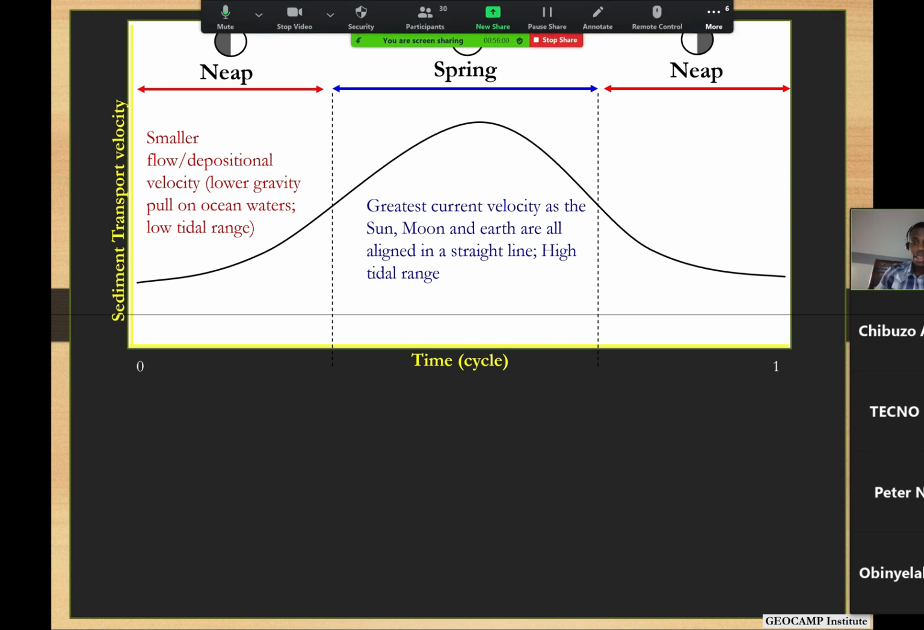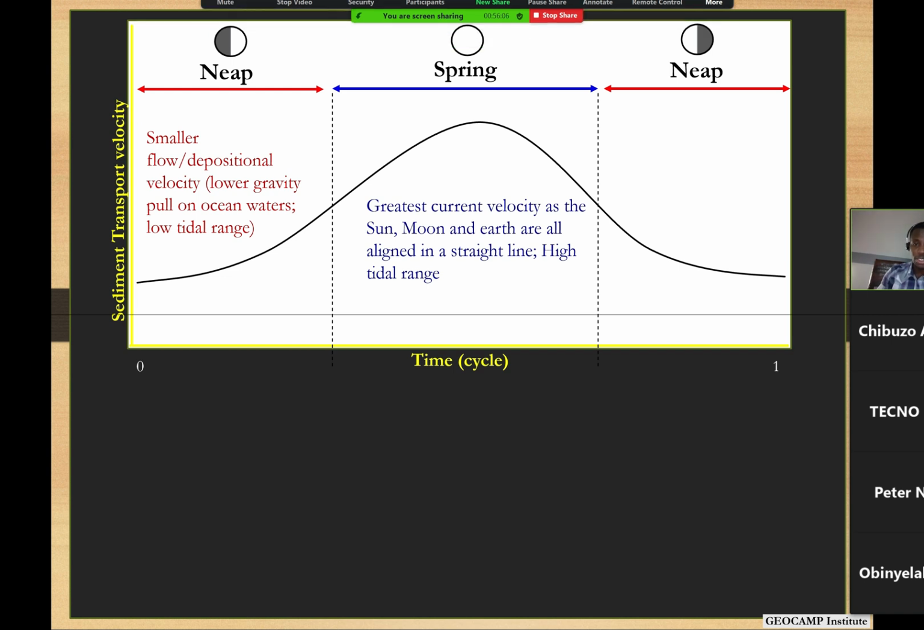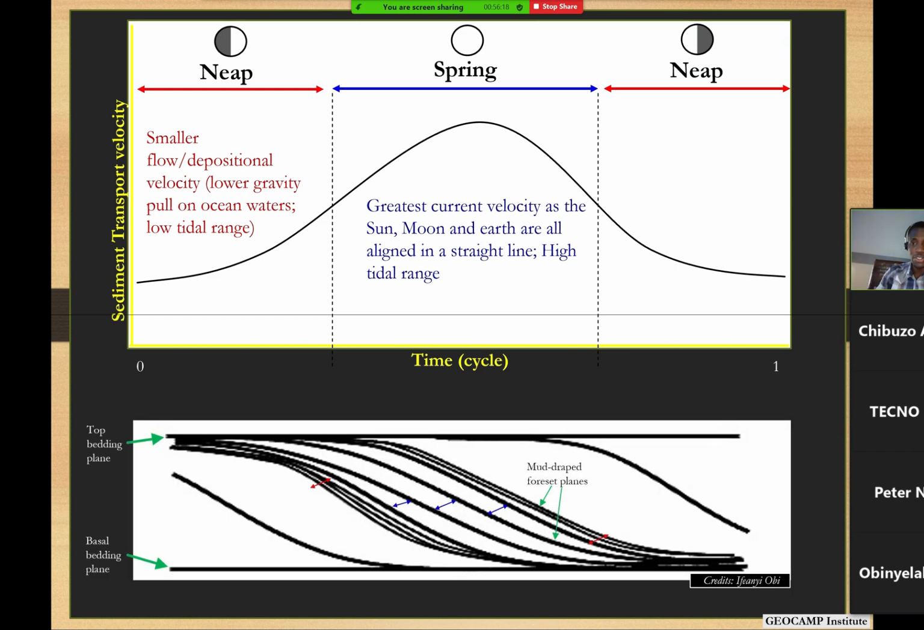In the spring cycle, because again, like I said, the sun, moon, and earth are all aligned in a straight line, we have the strongest tidal force on the earth, or high tidal range. And during that period, you're going to have higher flow velocity, and higher average sediment sizes moved around.